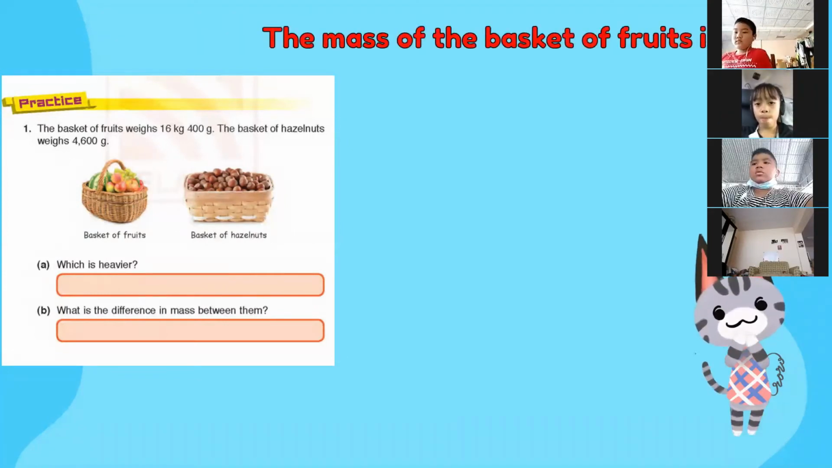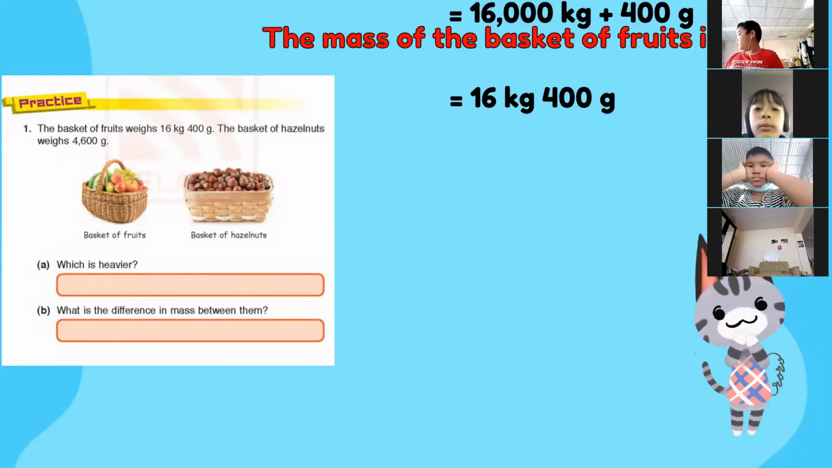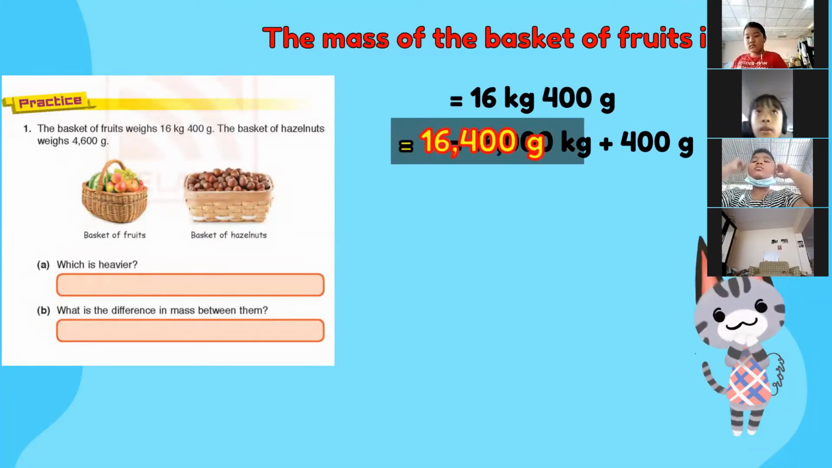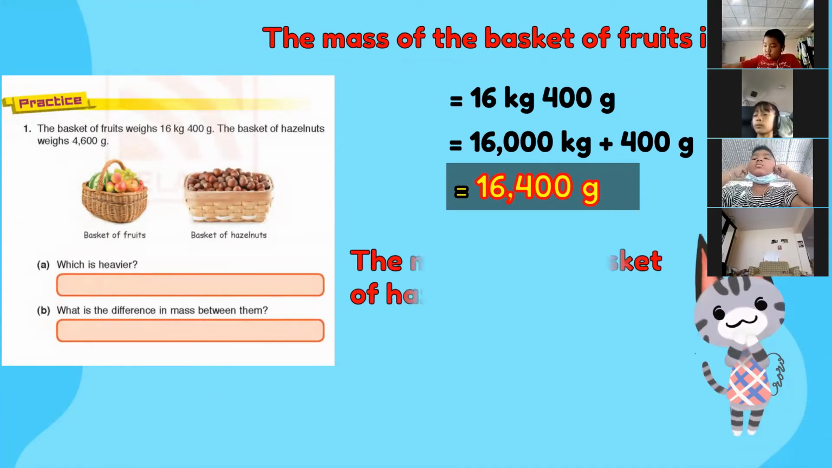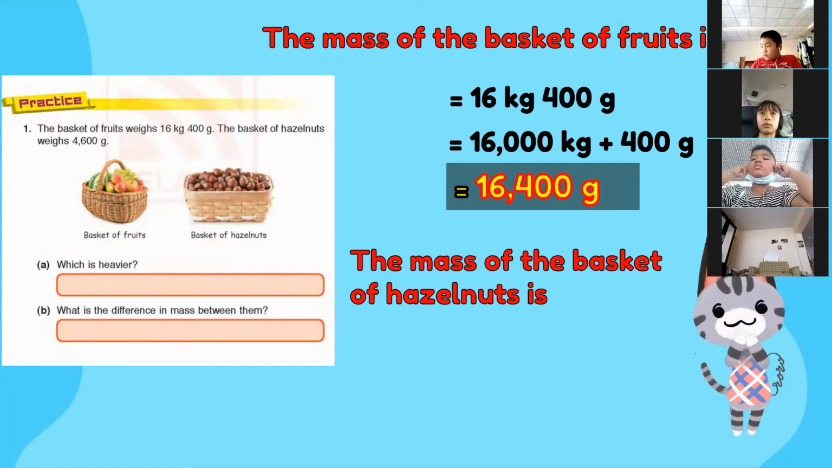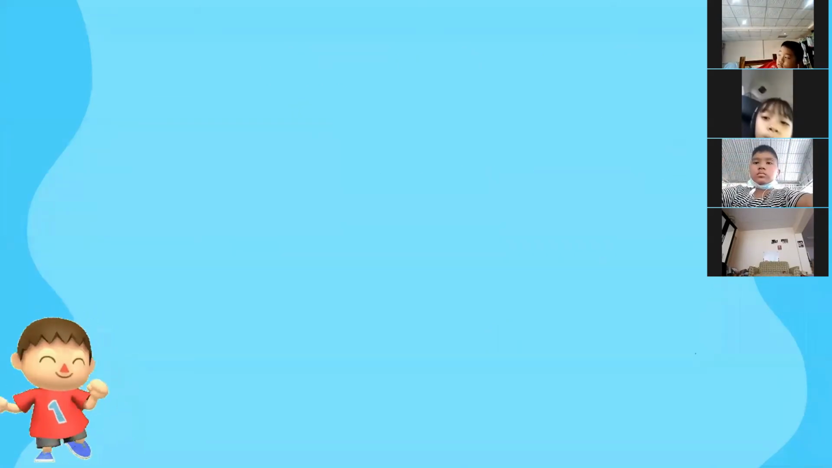Listen first. Now, the mass of the basket of fruits is 16 kilogram and 400 gram. Let's do conversion, which is equivalent to 16,400 gram. So class, this is the process. You need to make kilogram to gram first. Well, the mass of the basket of hazelnuts is 4,600 gram.